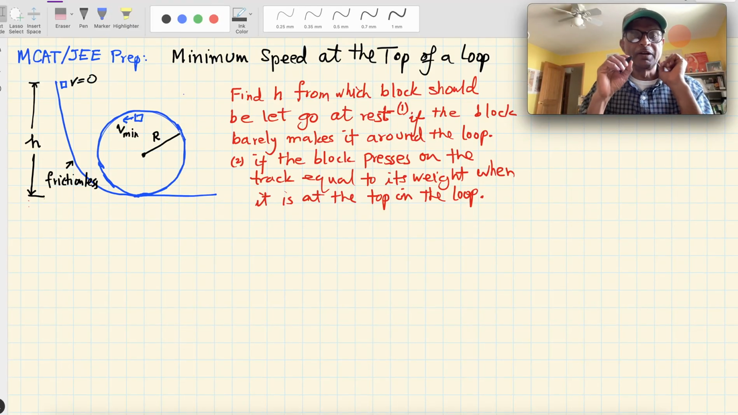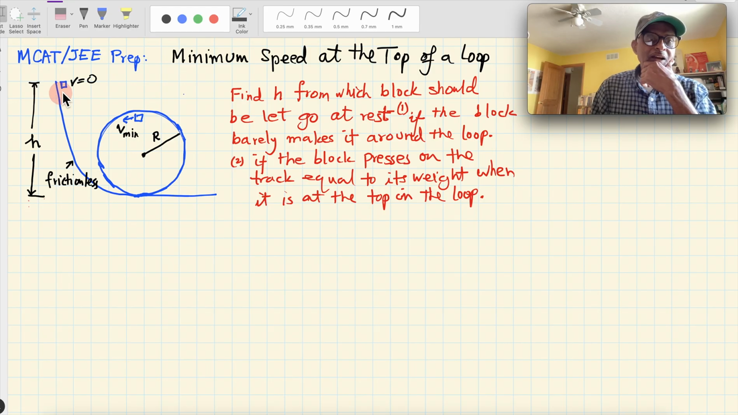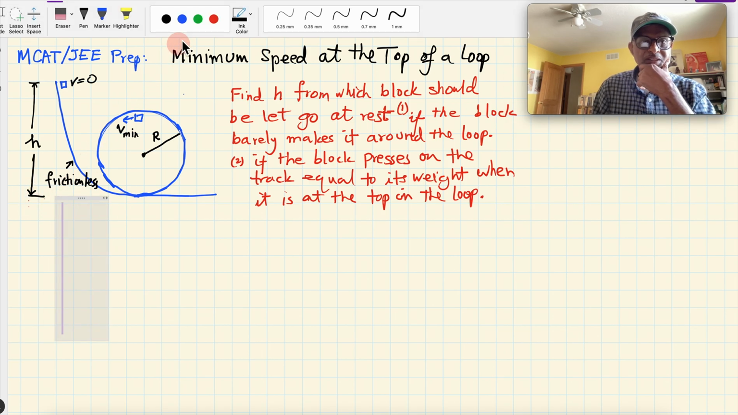So today we have this interesting problem. This comes from energy conservation concepts. So here is a track like this. There's a loop here, and this track is frictionless, and we let it go at some point, at some height from this bottom part. So this one is supposed to be at the same level as this, same level as that.